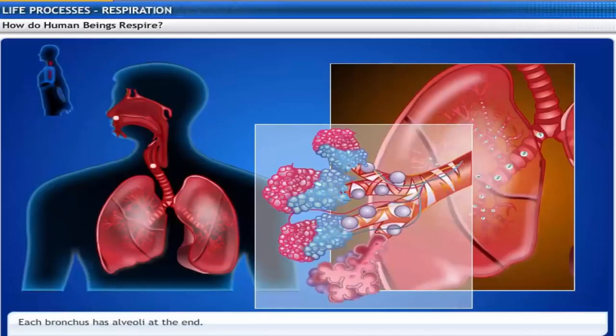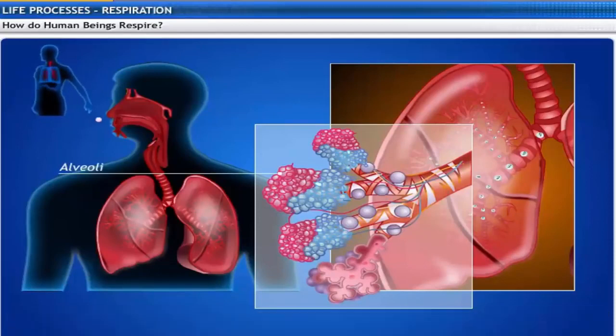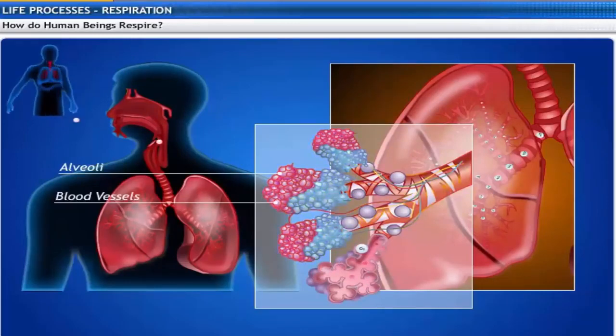At the end of each bronchus, you will find balloon-like structures called alveoli. The alveoli provide a surface for the exchange of oxygen and carbon dioxide. The walls of the alveoli contain a massive network of blood vessels.